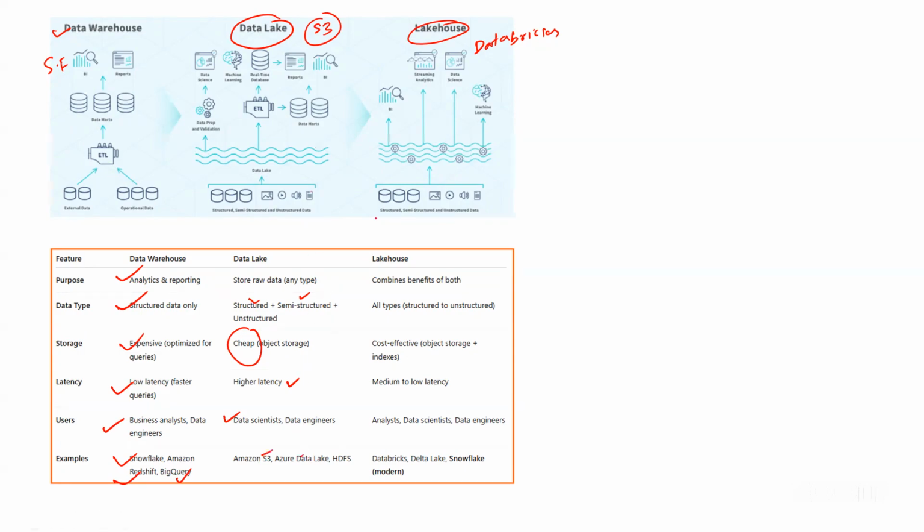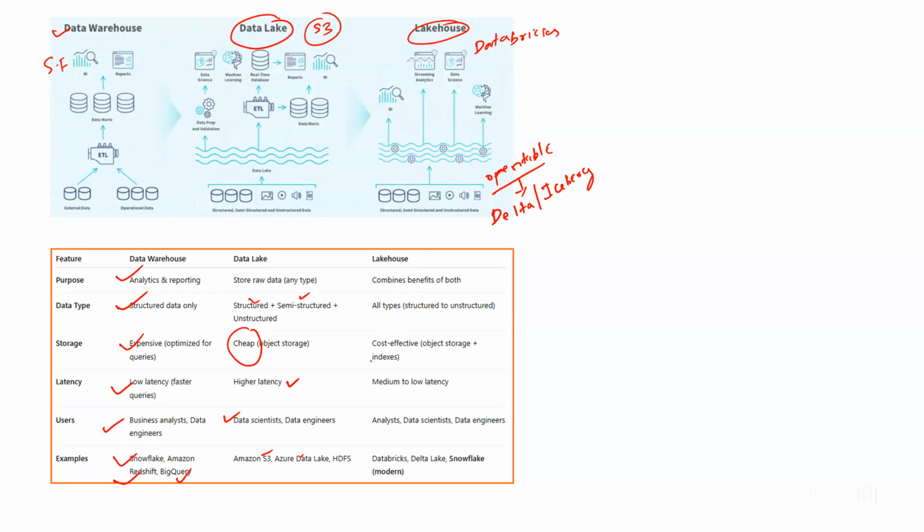Coming to Lakehouse, we have seen that it is a combination of these two, the data warehouse and the data lake, where all types of data can be processed, and we mainly make use of open table formats. What are the different open table formats you have seen? Delta tables and Iceberg tables. We can make use of these open table format tables and work on top of the raw data that is stored in our data lake.